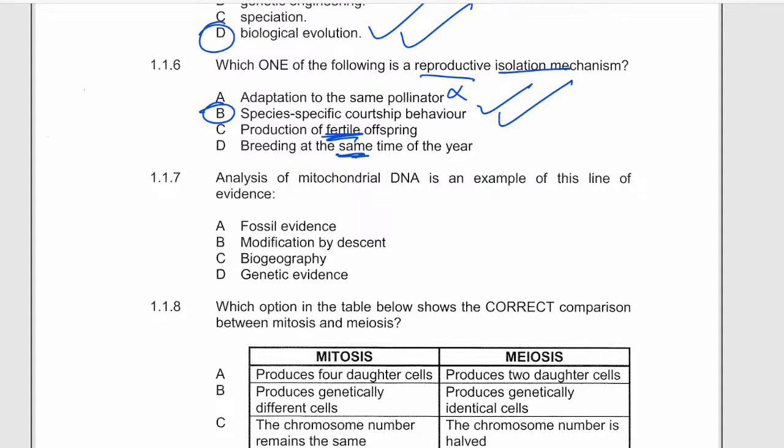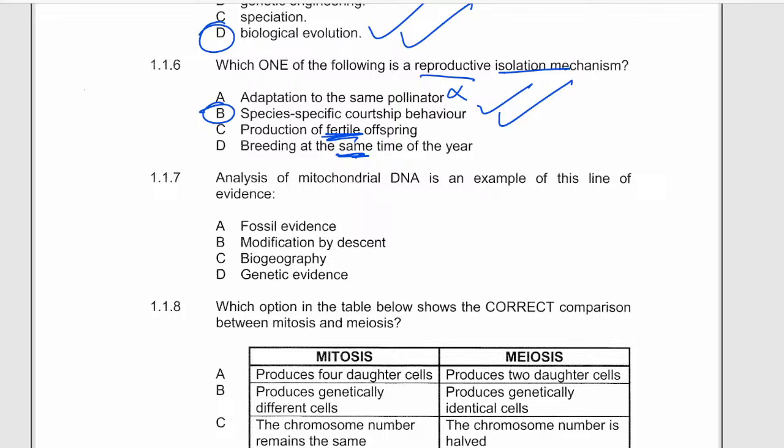Analysis of mitochondrial DNA is an example of a line of evidence. We talked about this and emphasized it, and I say that when you talk about the evidence of evolution, we say that genetic evidence, the mitochondrial DNA, is the evidence of the out of Africa hypothesis. Yes, we say that mitochondrial DNA is an example of genetic evidence. If they ask you the evidence, you have to say genetic evidence. An example is mitochondrial DNA.